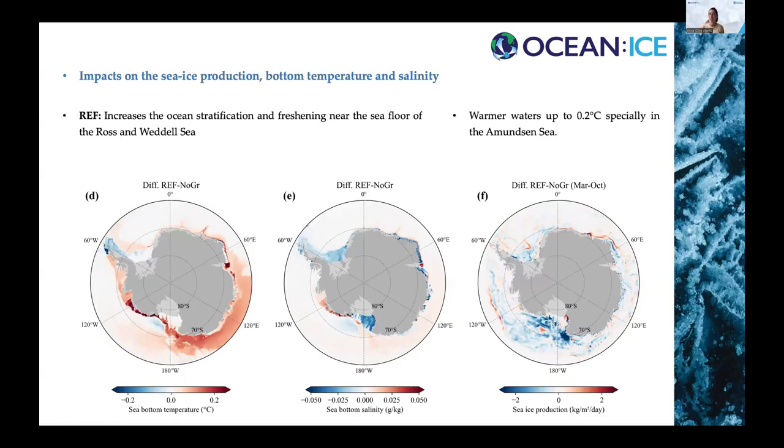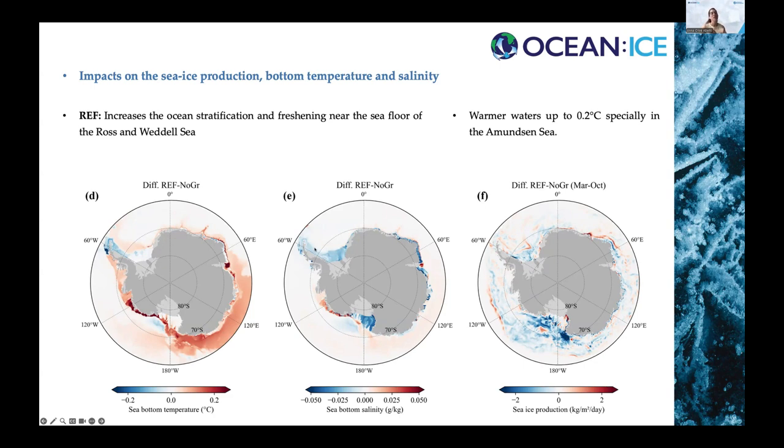This additional release of fresh water on the continental shelf due to the melting of icebergs has a huge impact, especially on the bottom temperature and bottom salinity. This is because this additional fresh water increases the ocean stratification and reduces the deep convection, as I have said before, and this disconnects and separates the water column, keeping it fresh, for example, as you can see in this middle panel, in the Ross Sea and the Weddell Sea.